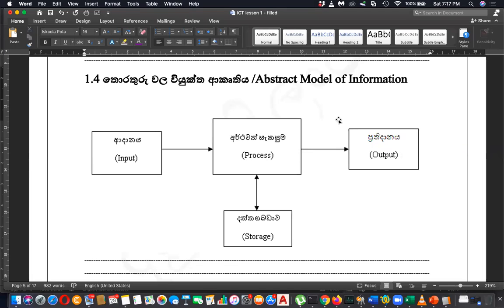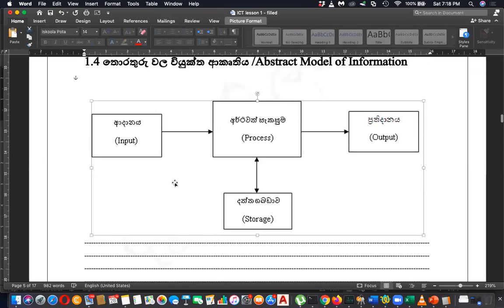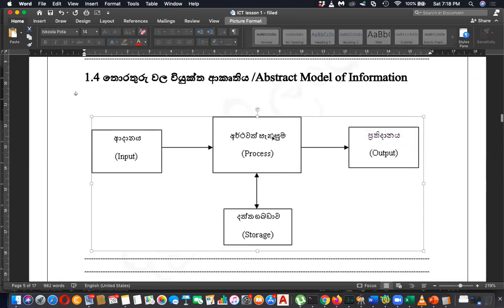Okay, next topic is abstract model of information. Abstract model means, in any system related to information processing, what are the things followed? The basic thing is first the input. Any information processing system will take input, process it, and produce an output or information. Input will be data and the output will be information. It will process, and here you have memory and storage attached to that.